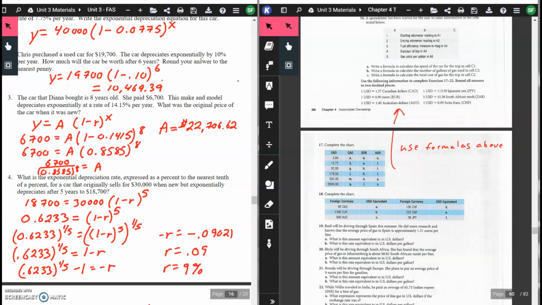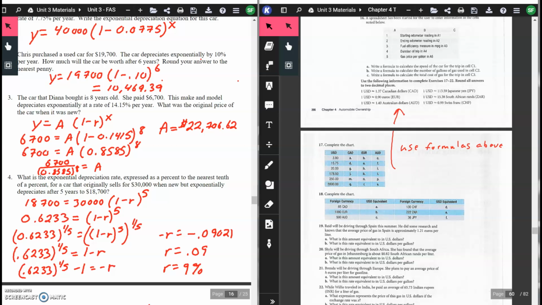From here, we can do the work inside the parentheses. So 1 minus 0.1415 gives you 0.8585 to the 8th power. Divide both sides by the non-A portion, 0.8585 to the 8th power. So in the calculator, you're going to do 6,700 divided by 0.8585 to the 8th power. It'll give you an original value of $22,706.62. So there we're working backwards. We are trying to find out what the car was worth.